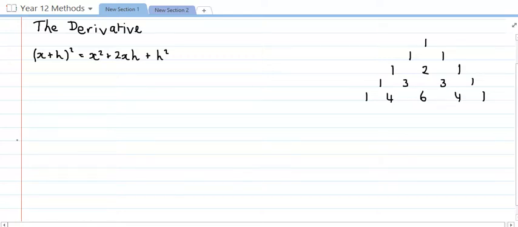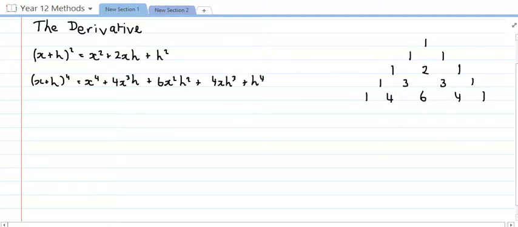If instead I wanted to expand (x + h) to the power of 4, then I could use this row here. So I know that it's going to become x to the power of 4 plus 4x cubed h plus 6x squared h squared plus 4xh cubed, and then plus h to the power of 4. So really quick and easy to do.